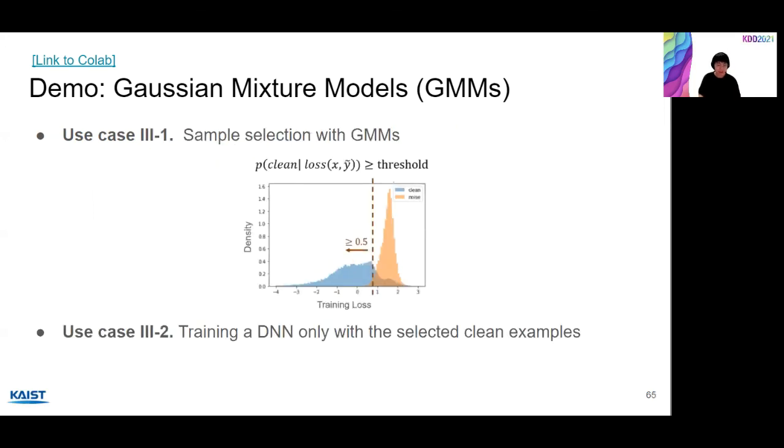And the last use case is sample selection with Gaussian mixture. We know that the clean probability of each training example can be obtained from the Gaussian mixture component, the left component, I mean. So by only selecting the examples whose clean probability is larger than a certain threshold, we can construct a safe set, and then we can train the model by only using them for robust learning. Yeah, then let's see more detail in CoLab.